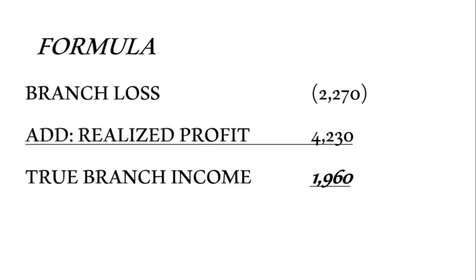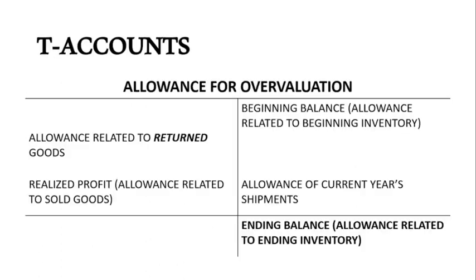This true branch income signifies the real branch income, assuming that the shipments were billed at cost and not billed with a markup. So it's very easy on how to compute for the true branch income using the T accounts. You just need to remember the composition of the T accounts of the allowance for overvaluation.